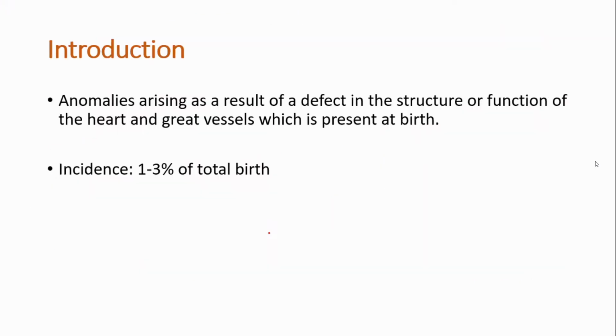So let's go to our main topic, which is congenital heart disease. So what is congenital heart disease? It is anomalies arising as a result of a defect in the structure or function of the heart and great vessels. Okay, so there is defect in the structure and function of the heart and great vessels, which is present at birth. So incidence, almost 1 to 3% of total births will have some form of congenital heart disease. So it is pretty common.